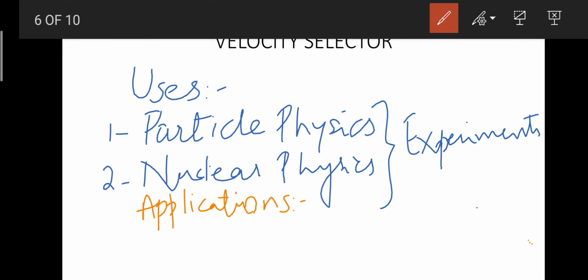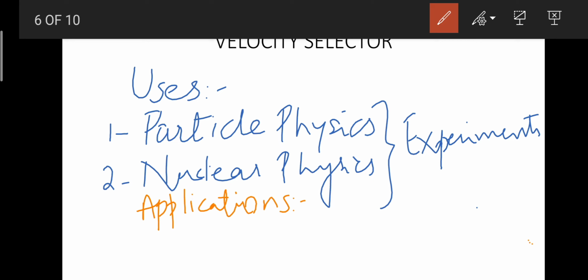Okay, now coming towards the uses of velocity selector. Velocity selector is basically used to perform different experiments in particle physics and nuclear physics. Like definitely we require electrons or charged particles of certain velocity. So to get that particular state, we use the velocity selector.